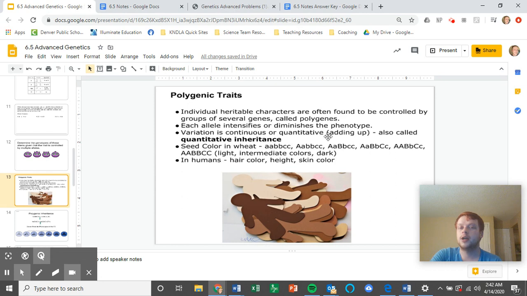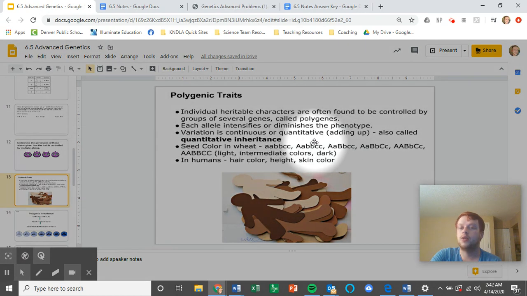Our next category are polygenic traits. These are ones that are controlled by more than one gene. When we're talking about these, variation in them is continuous. Another word we use for that is that it is quantitative, so it adds up. The prime example that you'll see in humans is actually like hair color, height, skin color, anything where there's a ton of variation. It's technically a polygenic trait.